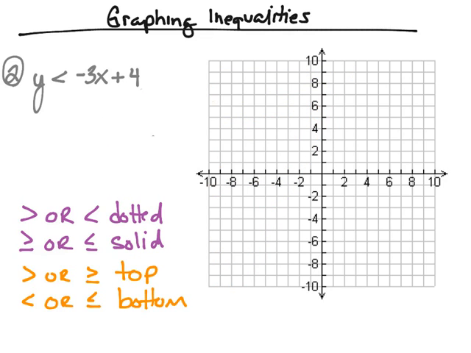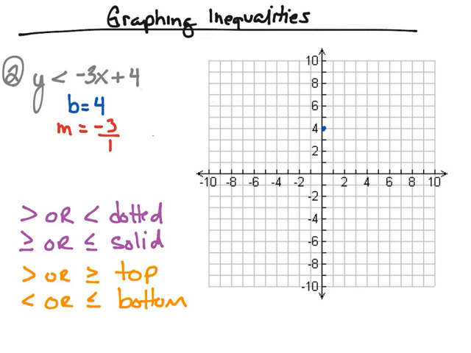Alright, our next example, we have y is less than negative 3x plus 4. We're going to start with the y-intercept, and that y-intercept for this inequality is 4. So I'm going to start right here at 4. Now I'm going to need my slope, and the slope in this inequality is negative 3. But I'm going to write that as a fraction, so I'm going to rewrite that as negative 3 over 1.